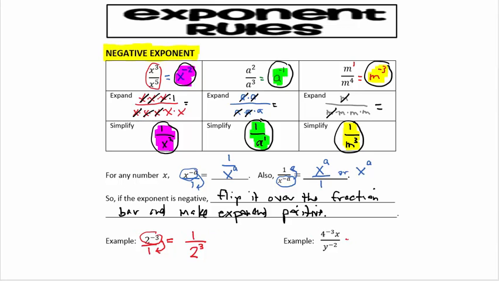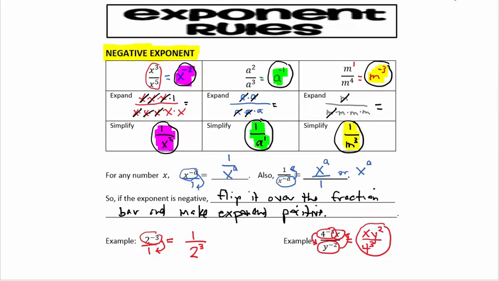For the second one, notice I have some things with negative exponents and some things with positive exponents. So first thing is, let's put our fraction bar. The 4 to the negative third, that's negative, so it's got to flip and go to the bottom and make it 4 to the positive third. The x has a positive exponent, so I leave it on top. And notice this y to the negative 2, it's on the bottom, it's got a negative exponent, so I have to flip it over and put it up on top with the positive exponent. And there is our simplified version.